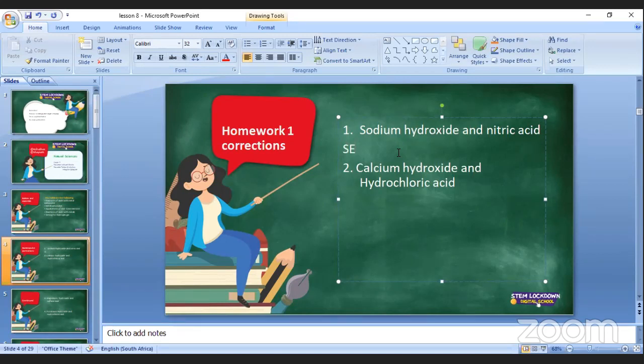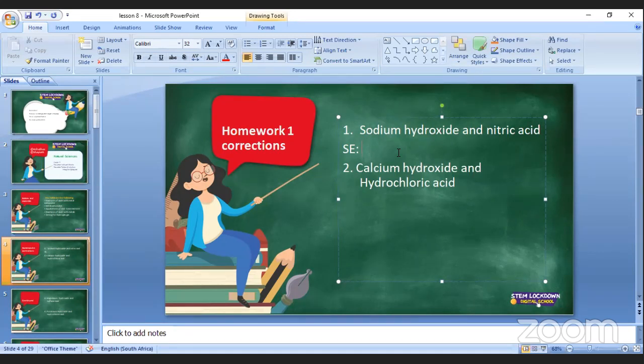So here you were given the word equation, but you were not given the product. When sodium hydroxide reacts with nitric acid, what do we get? But we were told that when a hydroxide reacts with an acid, we get salt and water. Are we clear on that one, grade 9? So please check your homework now.